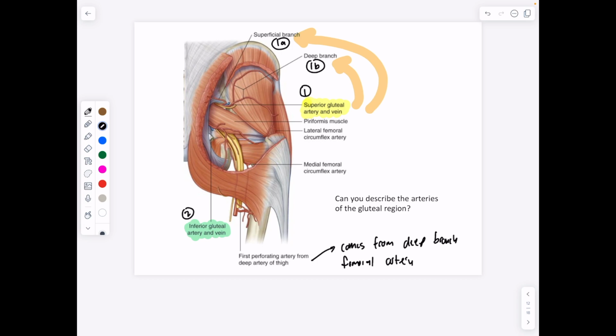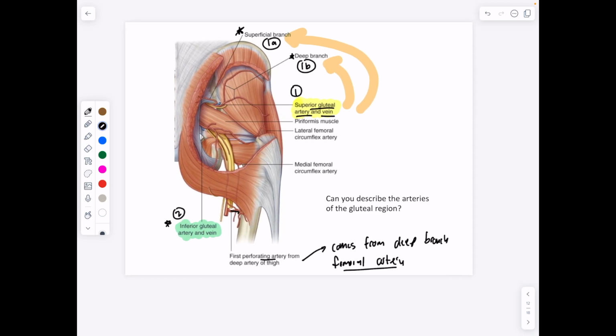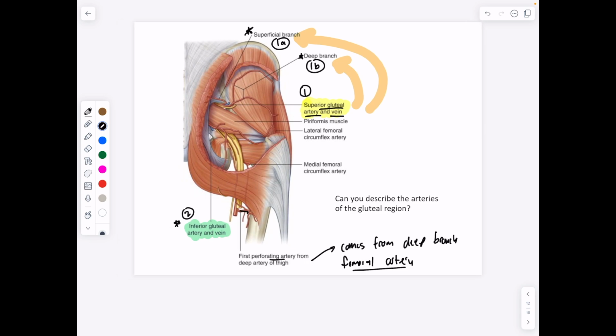All right, can you describe the arteries in the gluteal region? So we have our superior gluteal artery and vein, and that breaks off into the deep branch and the superficial branch. Then we have our inferior gluteal artery and vein, and that's going to eventually connect to the perforating parts of the deep femoral artery that is coming through a tiny foramen in the adductor magnus, which is one of our medial thigh compartment muscles. Okay, so not too bad. Another thing to note is that the deep branch of the superior gluteal artery is going to meet up with the lateral femoral circumflex artery.